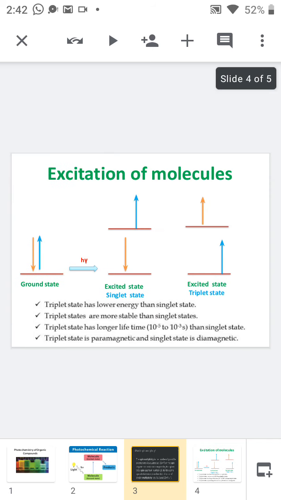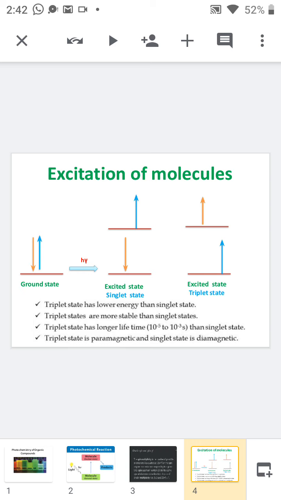We can divide the excitation. So see here, this is the excitation of a molecule in which normally every organic molecule exists in the ground state. So in the ground state, most of the electrons are paired. While we are absorbing h nu, that is the radiation, some of the electrons undergo excitation to a higher energy state. So during the excitation, the spin of the electron may change or may not change. If there is no change in the spin of the electron, we will get a singlet state.